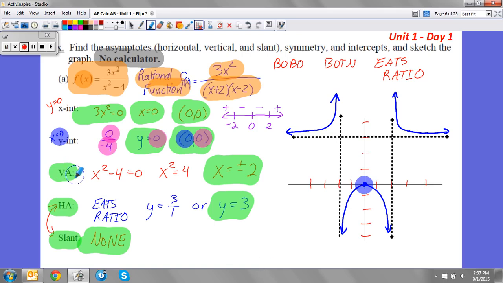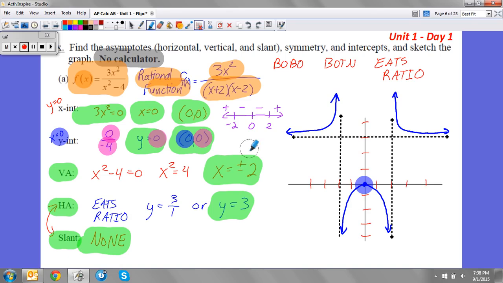So the VA. Remember from pre-cal, anything that did not cancel in my original rational piece, the bottom set equal to 0, independently, those are my vertical asymptotes. So I have positive and negative 2 based off of just solving the bottom, either here from the original or just looking at the factored form. A lot of times I just look at the factored form because it's a lot faster.